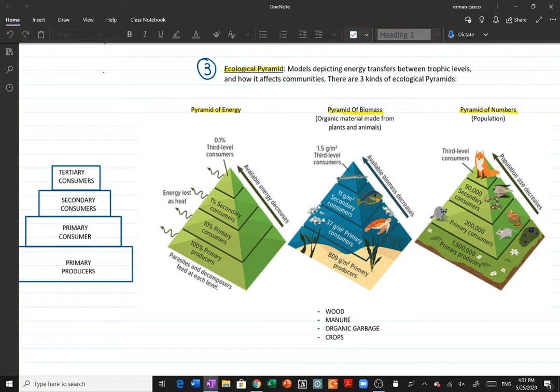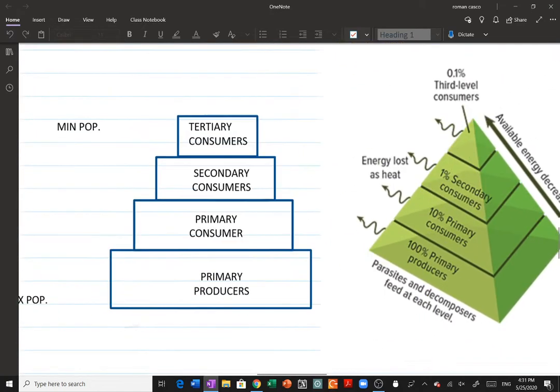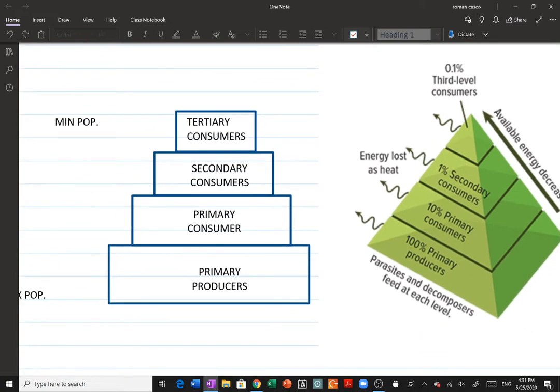And there's three different kinds of ecological pyramids. But before we get into the different kinds, let's just talk about the basic structure of a pyramid. If you see here on the left area, basically a pyramid could be a 3D representation or a 2D representation, but it's basically in the shape of a triangle, and it has several layers, right? And these layers are your trophic levels.